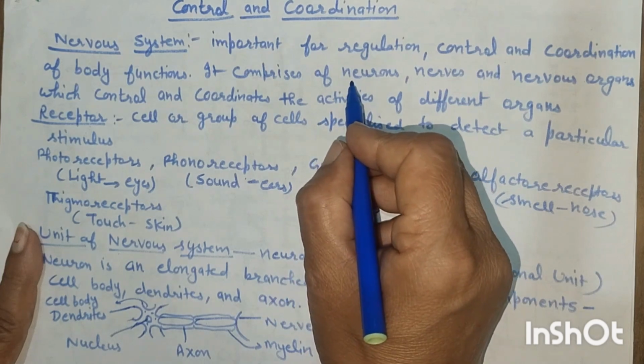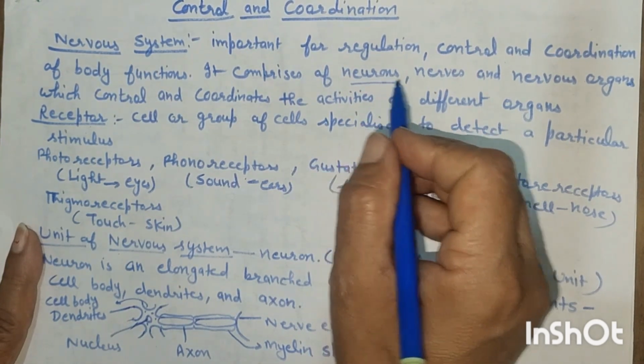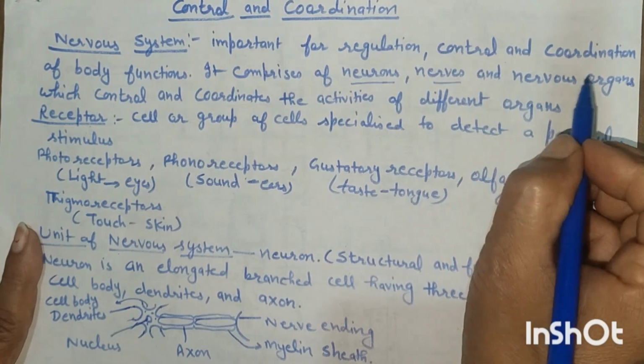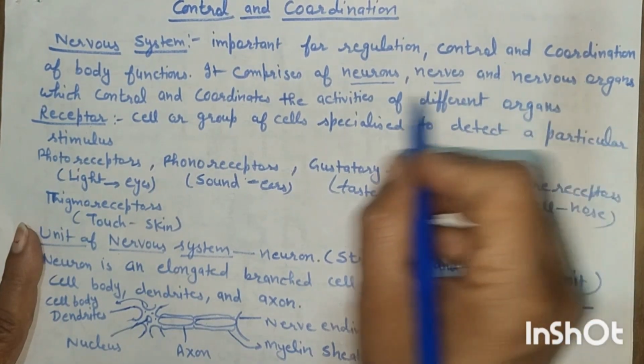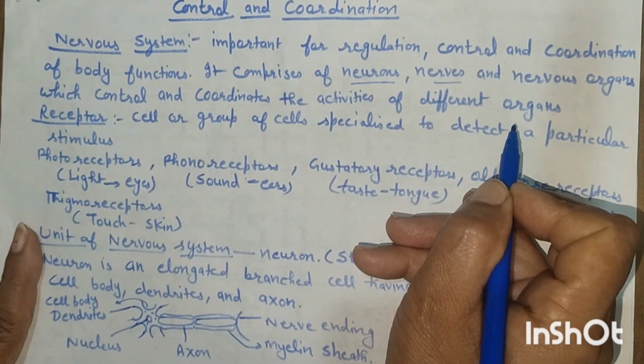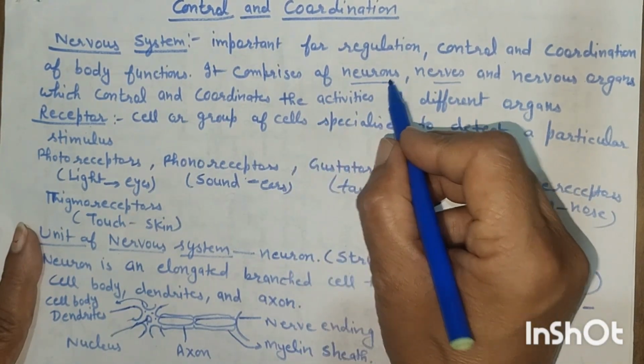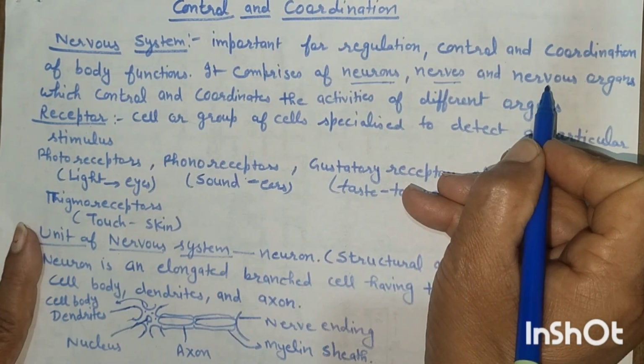It comprises neurons or nerve cells, certain nerves and the nervous organs, which control and coordinate the activities of the different organs. Different organs' activities are controlled by the neurons, nerves and nervous organs.